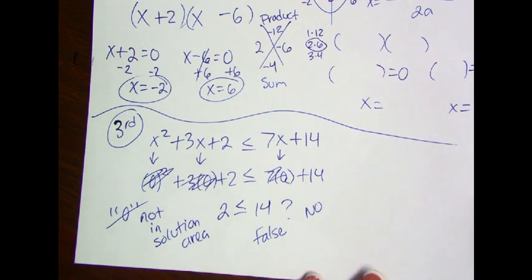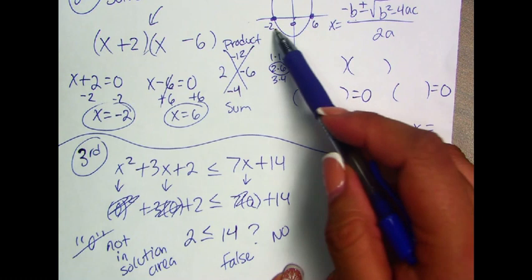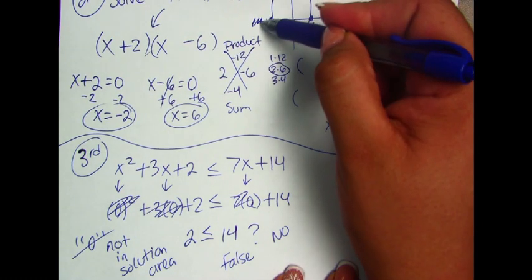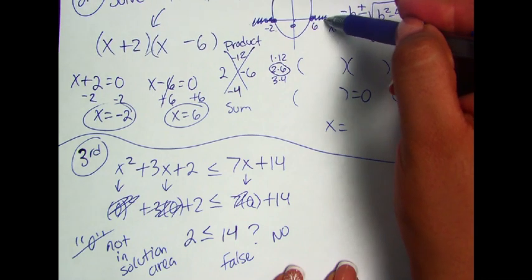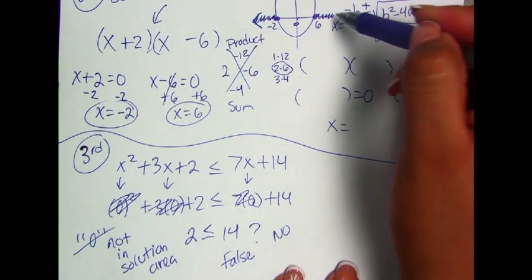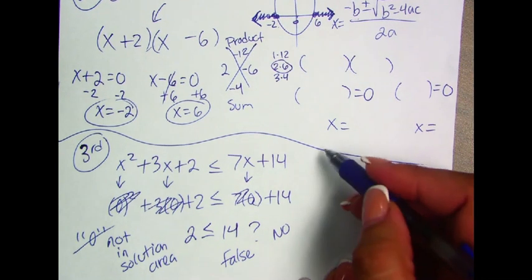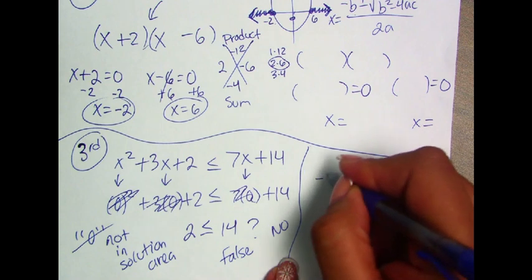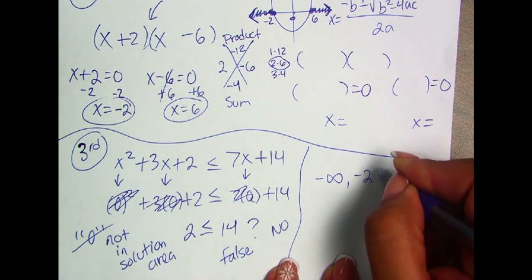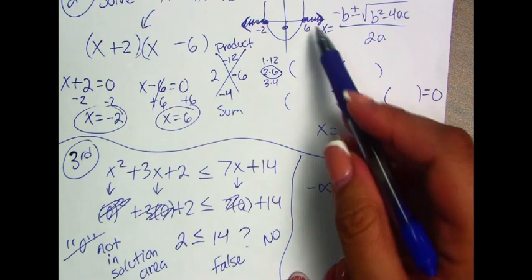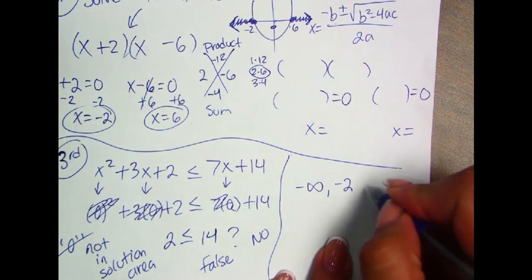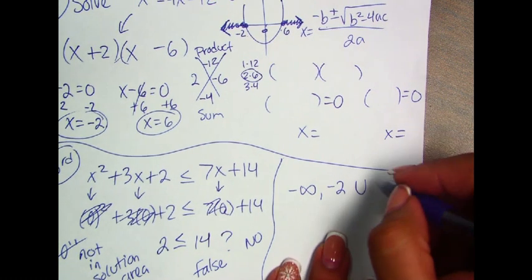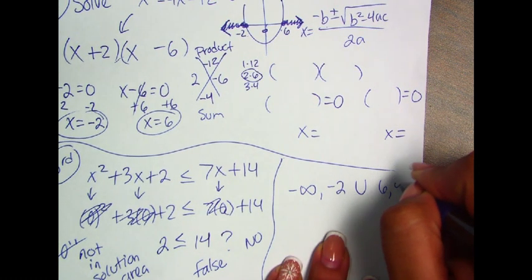Because 0 is not in the solution area, we need to consider the number line and understand that any number before negative 2 is in the solution area, and any number after 6 is in the solution area. And this goes on forever, to the left and to the right. So our final answer is going to be annotating that we're using any number before negative 2, so negative infinity to negative 2. And then we're also using 6 to infinity. So we're going to use the symbol that we use to represent "or" between any number from 6 to infinity.